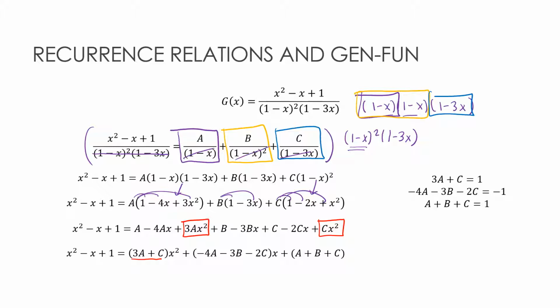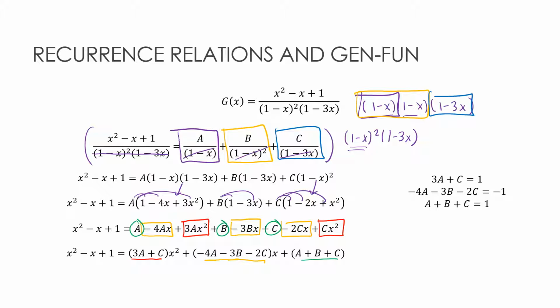Minus 4ax minus 3bx minus 2cx. So minus (4a + 3b + 2c) times x. And last but not least, of course, I've just got a, b, and c, so plus abc.